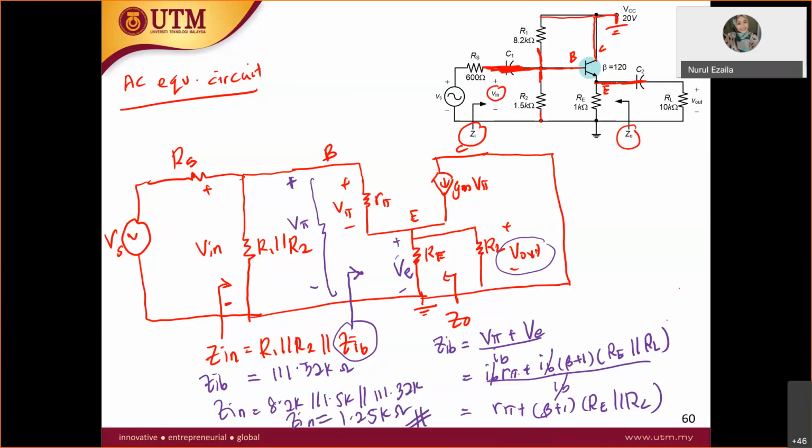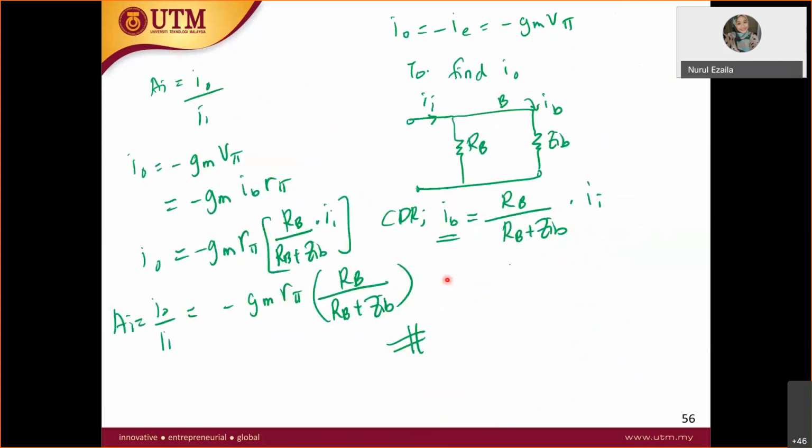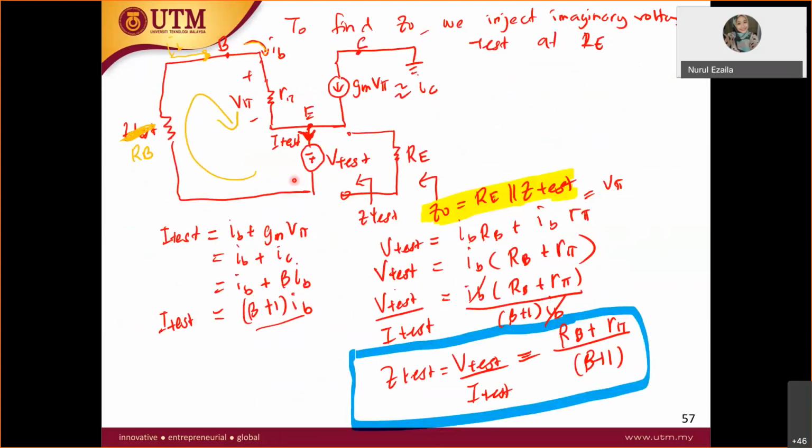So for the Z out, as you can see here, Z out is here. To solve for the Z out, you have to inject a voltage. You detach RE, and then you inject V test, which is an imaginary voltage, and then you get the Z test. So finally, Z test is equal to V test over I test, which is equal to RB plus R pi over beta plus 1.